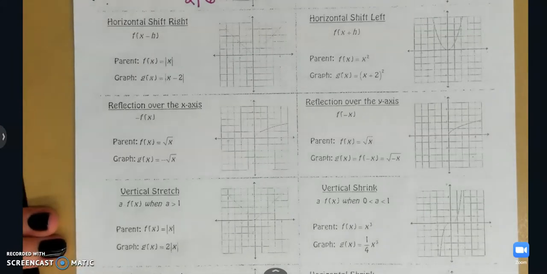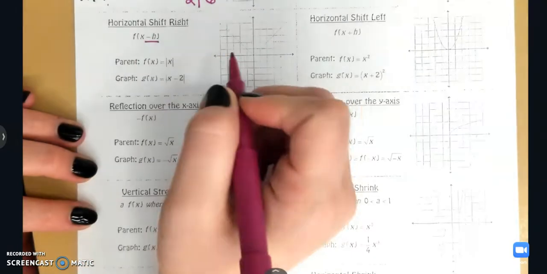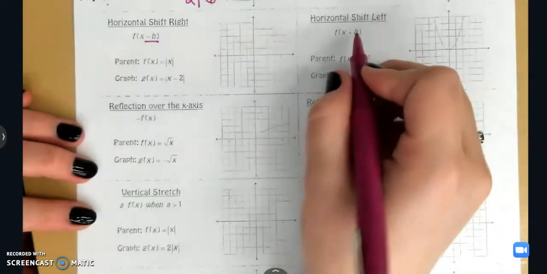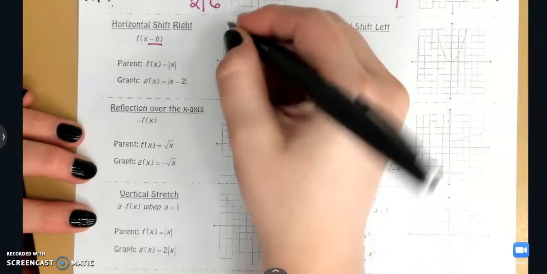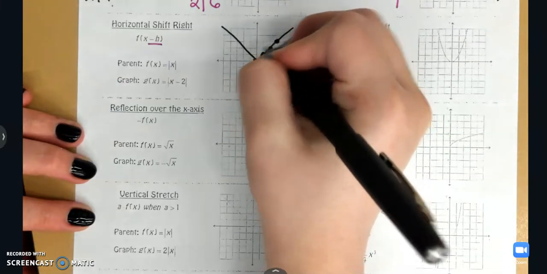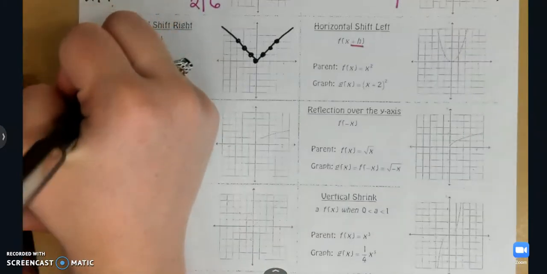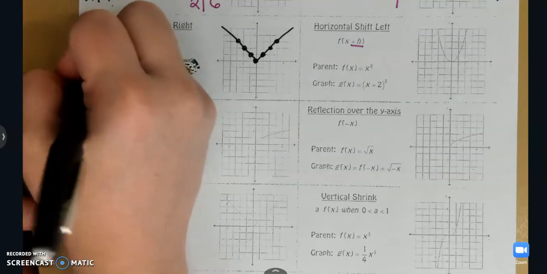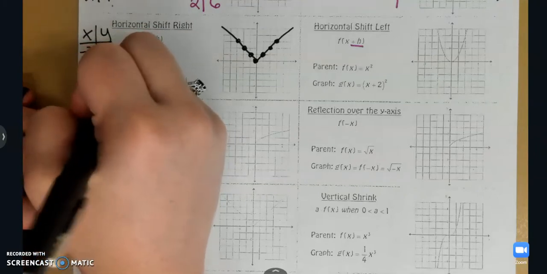Okay. Next would be a horizontal shift, and that is indicated by adding or subtracting inside the function, inside our parentheses. So when we subtract a value, that's shifting to the right, and when we add a value, that's shifting to the left. So looking here, this is my absolute value parent function. So just a couple values that are on this parent function graph are -3, 3, -2, 2, -1, 1, 0, 0, 1, 1, 2, 2, and 3, 3.